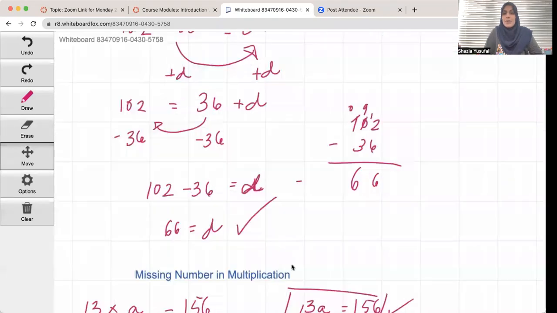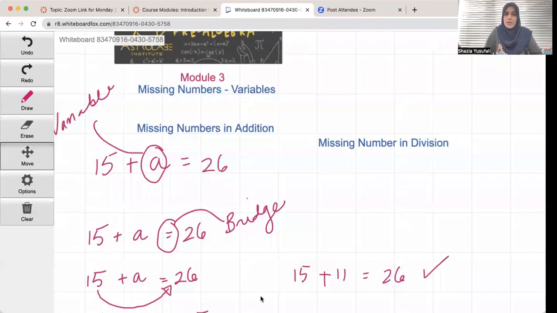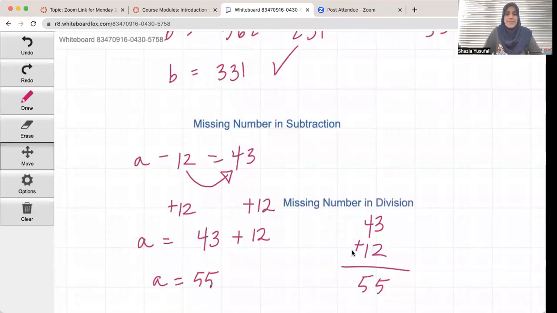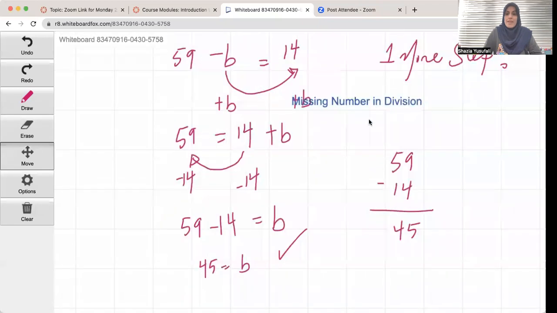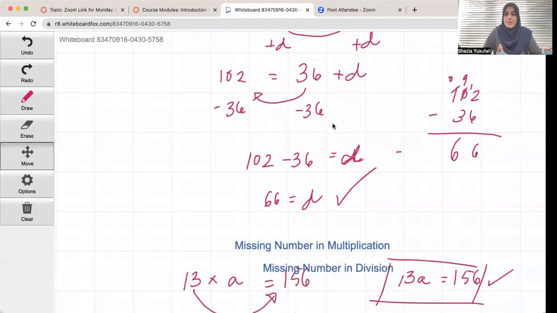Let's bring our word that says missing number in division. My goodness, we've done a lot of work. I like to see the amount of work we've done. And every time things make sense, I feel like we've done our job. So, missing number in division.